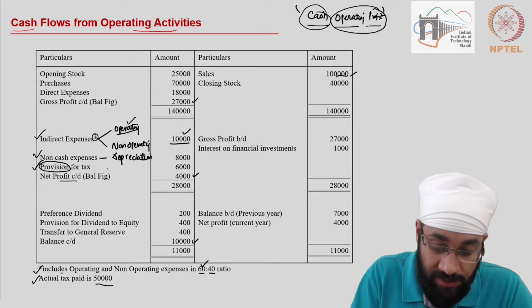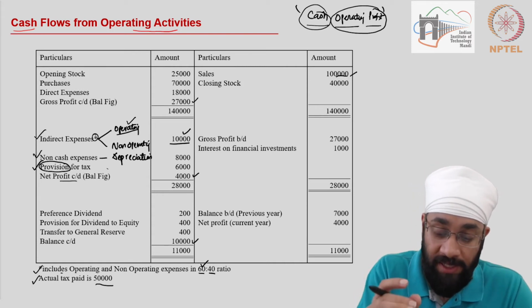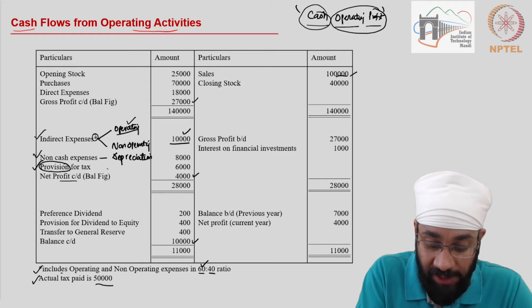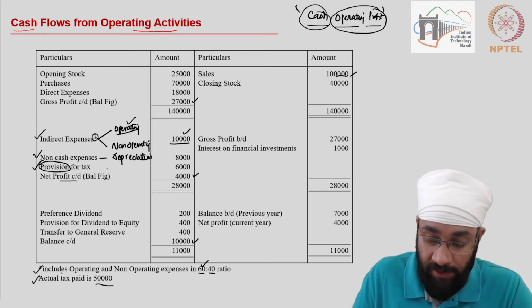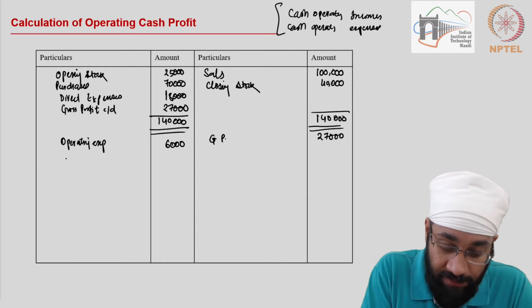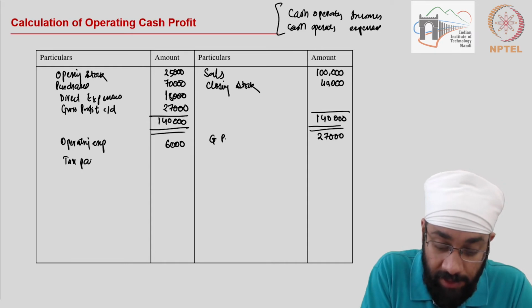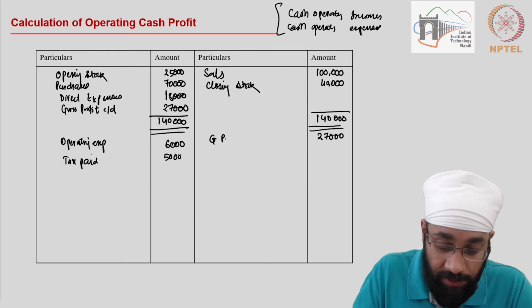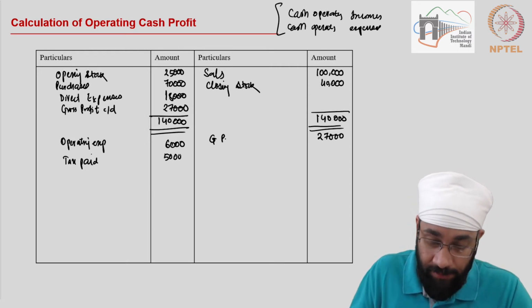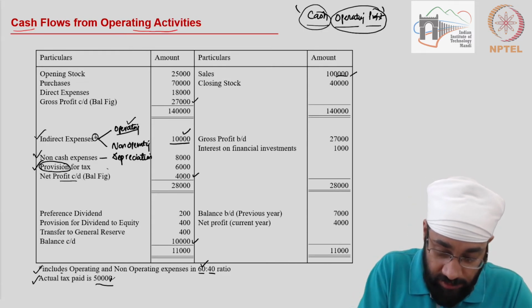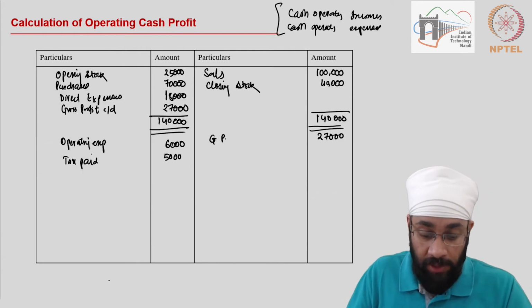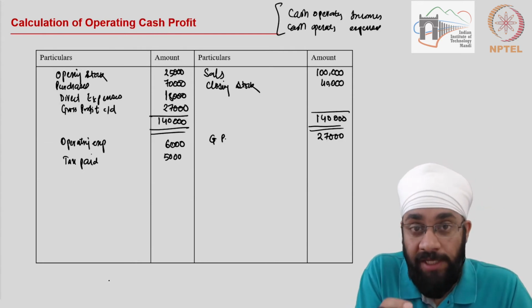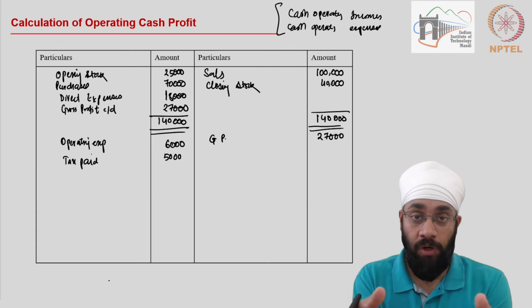Provision is an estimation, that is an amount set aside, but the actual tax paid is 5,000. So we'll go here and we will say tax paid 50,000. Oh, it should be 5,000 actually. Let me correct it. This is 5,000. So 5,000 is the actual tax paid. So this is how it works.